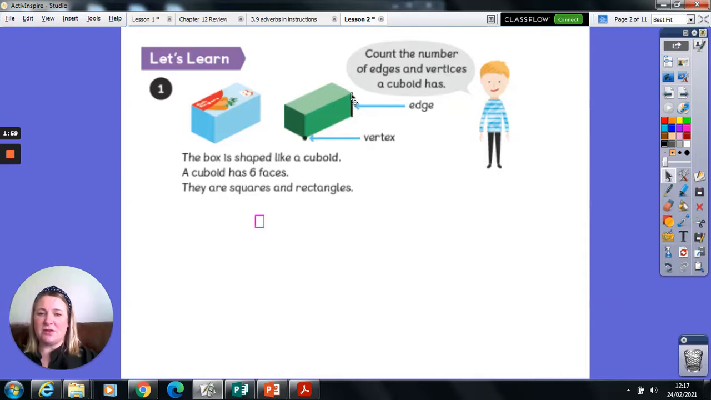Edges are those straight lines, as the name suggests, at the edge. So I know a square has 4. So let's come to this one. 1, 2, 3, 4. So there'll be 4 up this side. 1, 2, 3, 4. So that's 8. And then along here, 8, 9, 10, 11, and then hidden from view, 12.